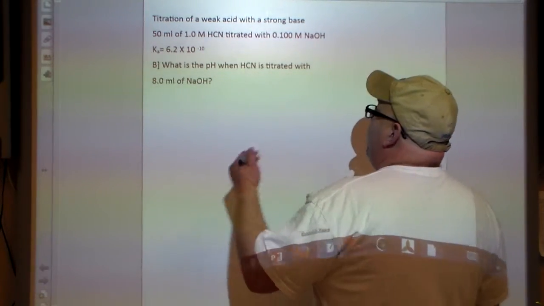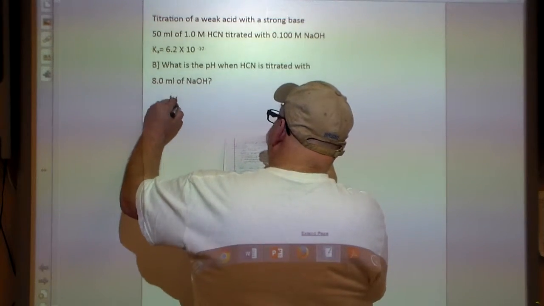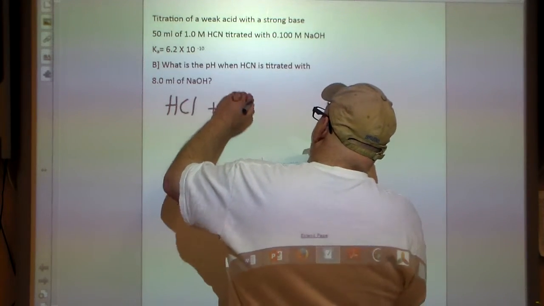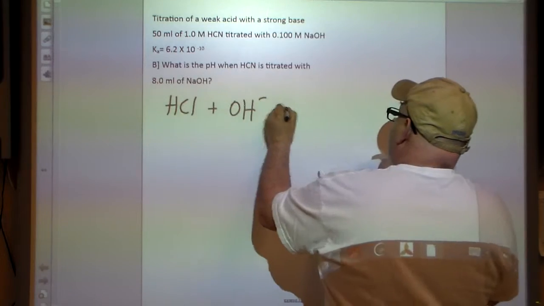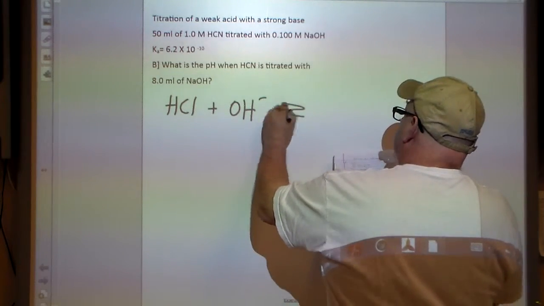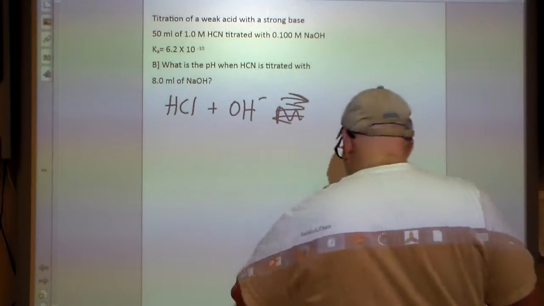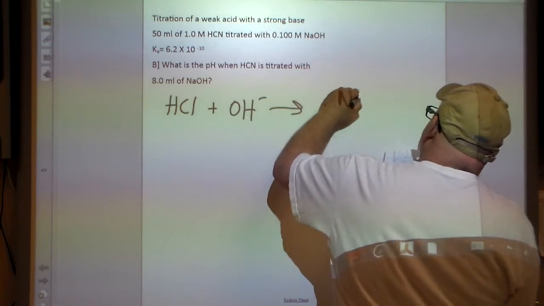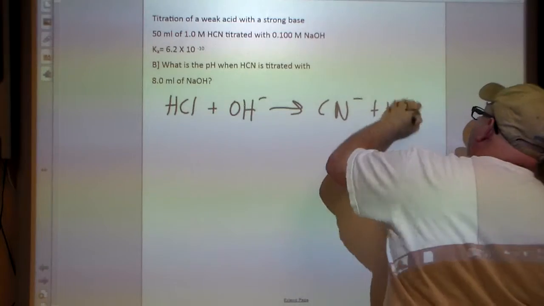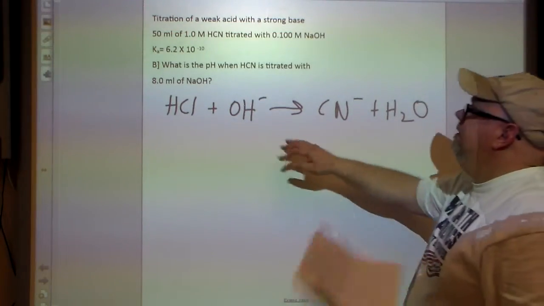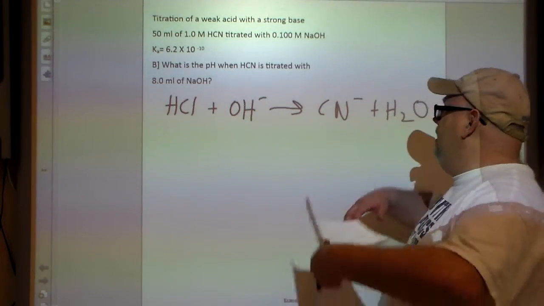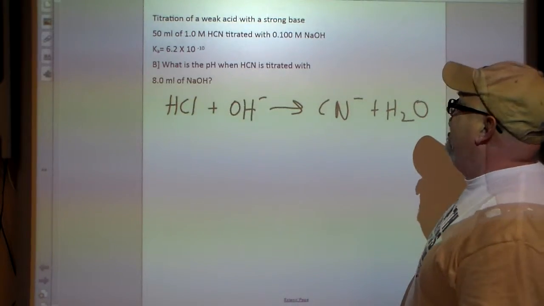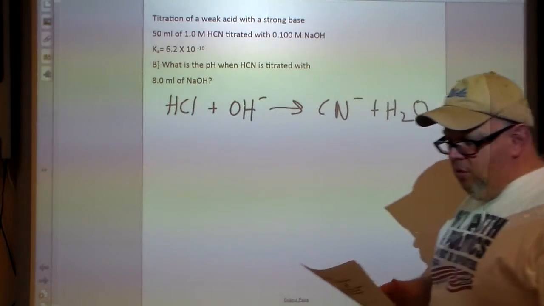Well, if we look at the reaction here, we're going to have HCN plus OH minus, and that's basic. Let me erase this for a second. And we're going to get CN minus plus H2O. Well, wait a minute, what happened to the Na? Remember, it's a spectator ion. It's not going to play a role in this. This is what we have.